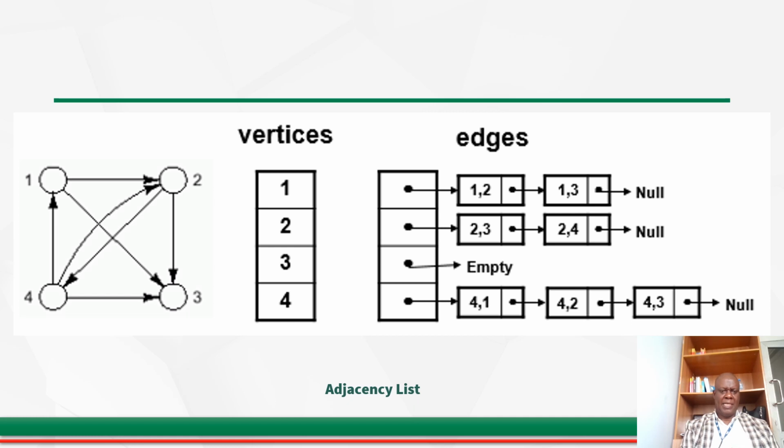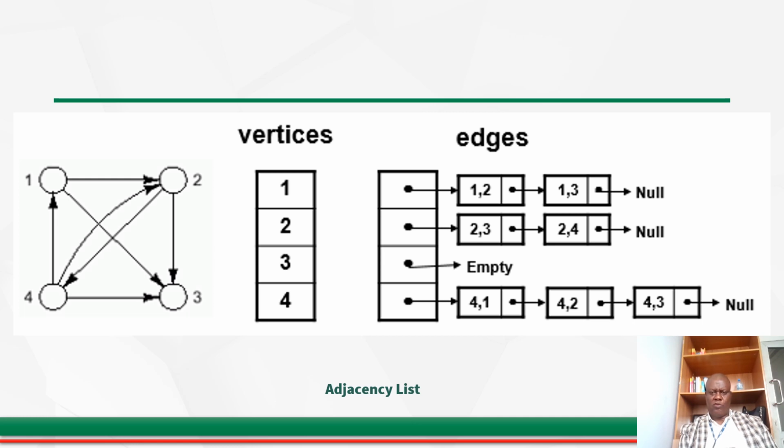An adjacency list. You look at it: 1, 2, 3, 4. From 1 you go to 2, from 2 you go to 3, and then you have 4 like this. You now have 1, 2, 3, 4 as the vertices, 4 vertices. Then let's look at the edges. 1, 2 is linking 1, 3. 1, 2 is linking 1, 2, there's a link.